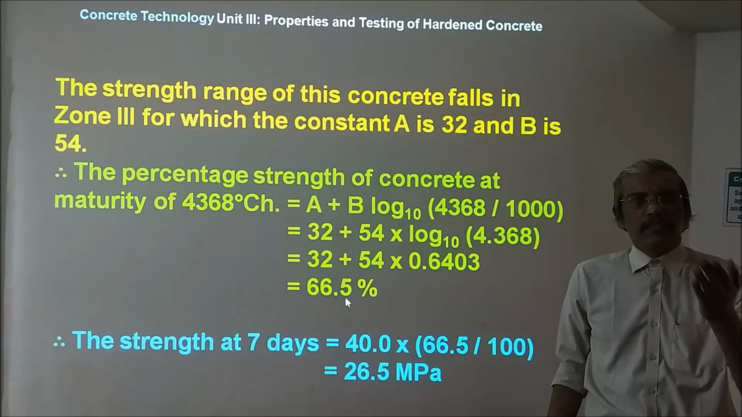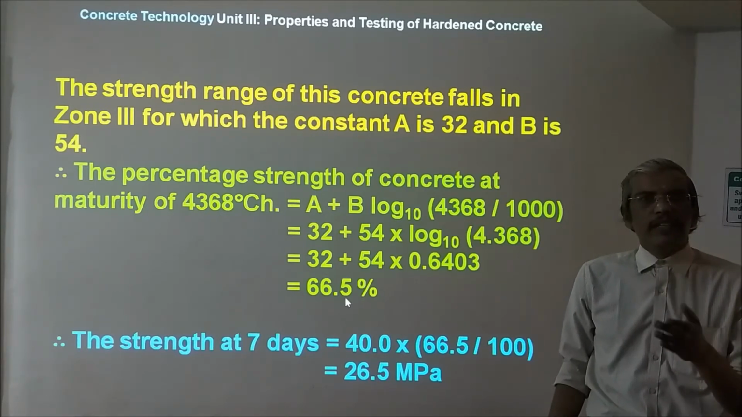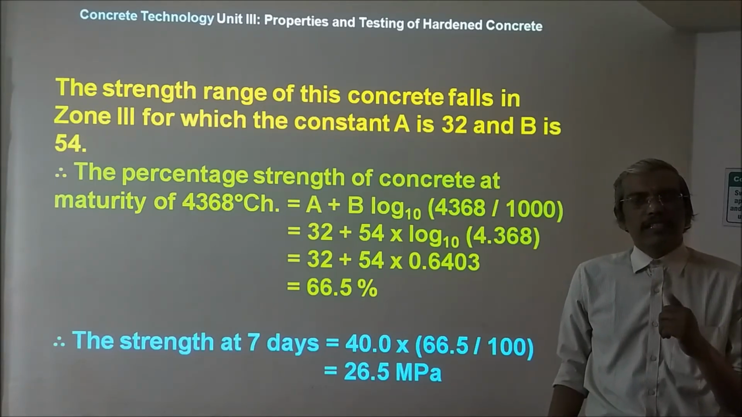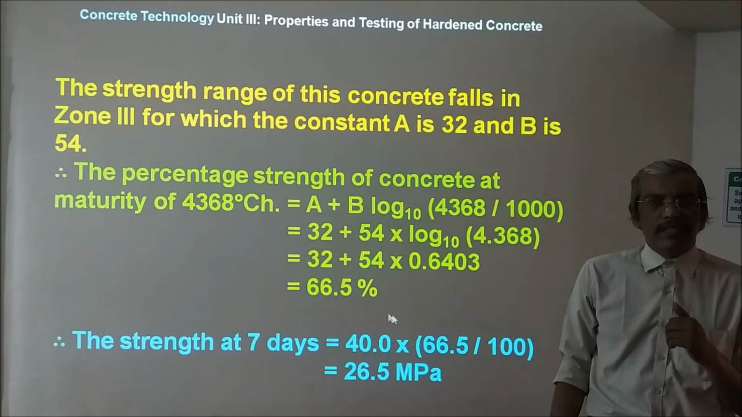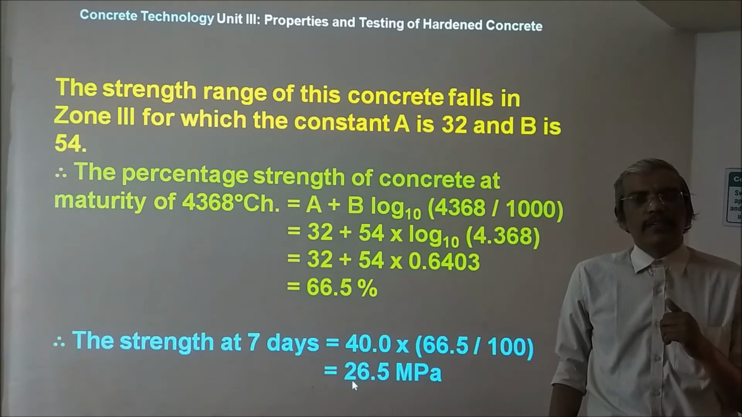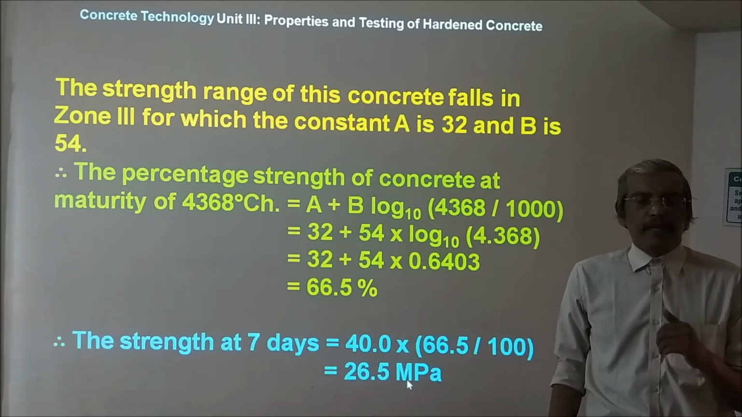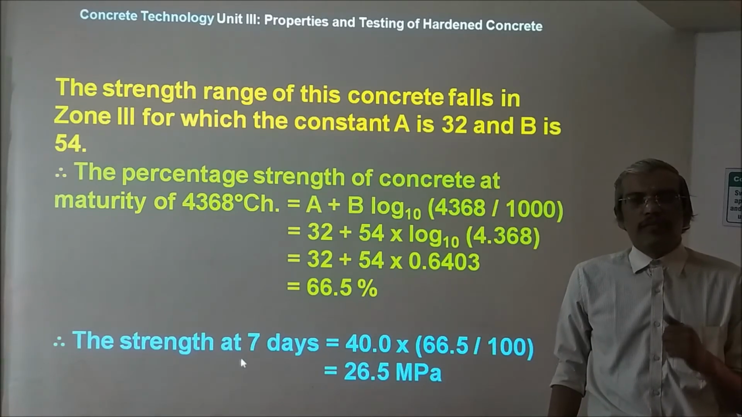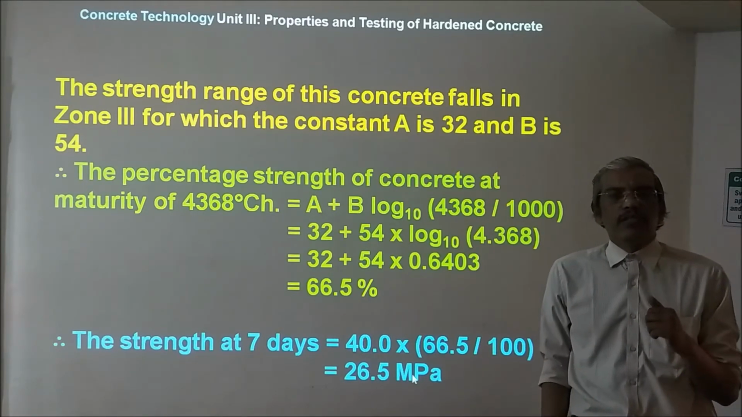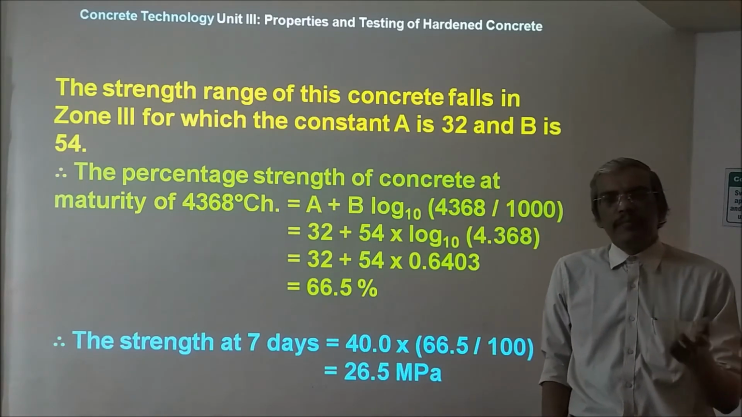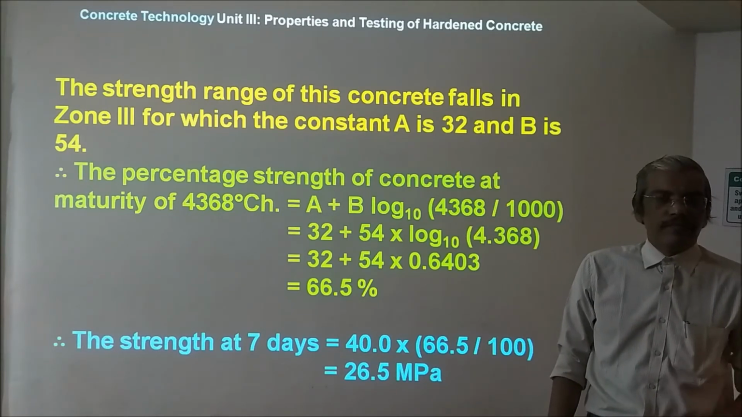Whatever the percentage of the strength of the concrete at maturity of 4368 degrees Celsius hours is coming, 66.5 upon 100, because it is percentage. So the value is coming to 26.5 megapascal or Newton per millimeter square. This is the strength of a concrete at 7 days, whose compressive strength fully matured is 40.